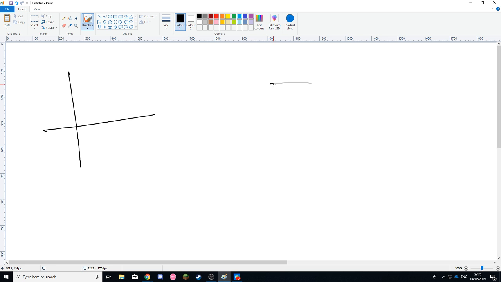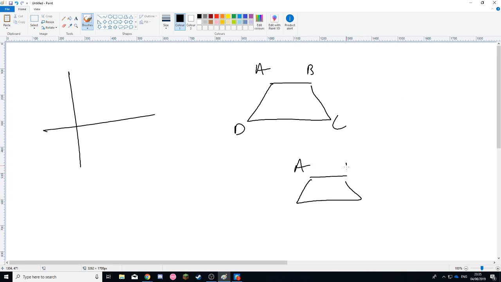But yeah, this is your trapezium. This is fine. A, B, C, D. Perfectly fine. This is completely wrong. You can't do A, B, C, D. This is a big no-no. Why is it a no-no? Because the reasoning is that most questions assume, I mean, not assume, it's a known thing that you should label it clockwise or anti-clockwise.